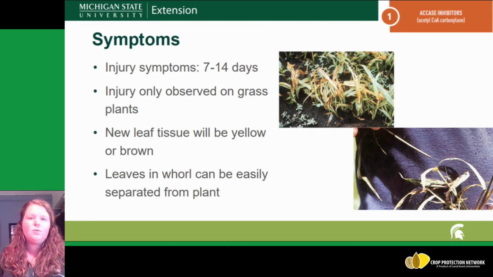Injury symptoms usually appear within 7 to 14 days. And remember, they're usually only observed on grass plants, as you can see in the pictures on the right-hand side of your screen. New leaf tissue will be yellow or brown. And remember those leaves in the whorl, just that center growing point of the plant, will be easily separated from the plant. So if you had corn that was injured, you go up, pull the center portion of that plant out, and it would come out right into your hand.